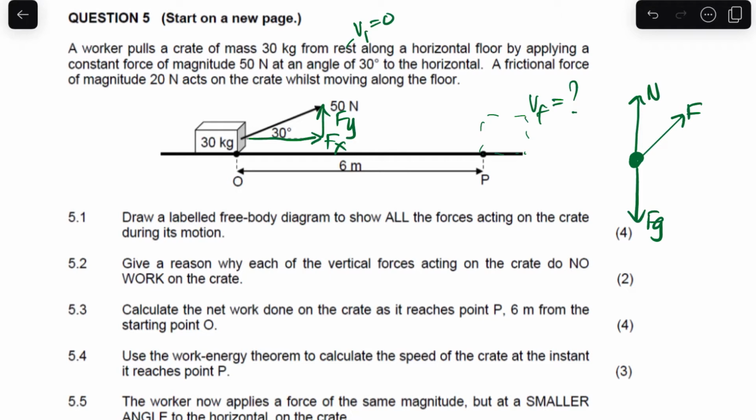The force applied and the frictional force. We are told the frictional force has a magnitude of 20 N on the crate while it's moving. So we have a frictional force there. That's the free body diagram that you show. The components you do not show this year. It has been changed, guys.